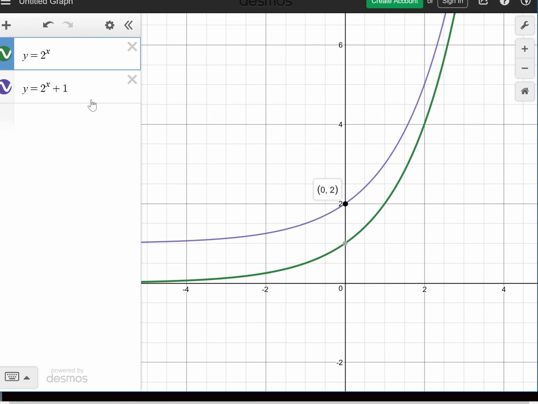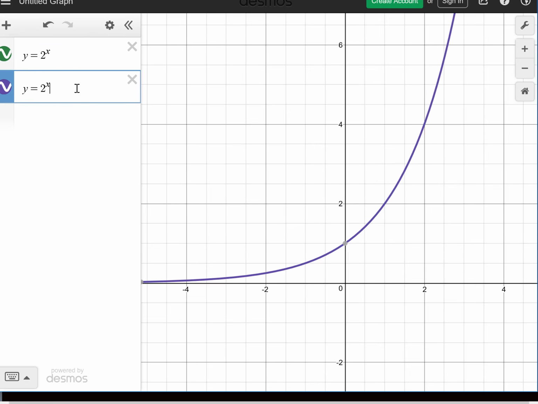It's just going to be shifted up 1. All right, people, what if we added that 1 to the x value instead of to the function itself? What is that going to do?